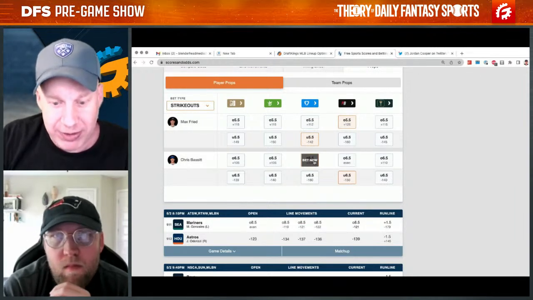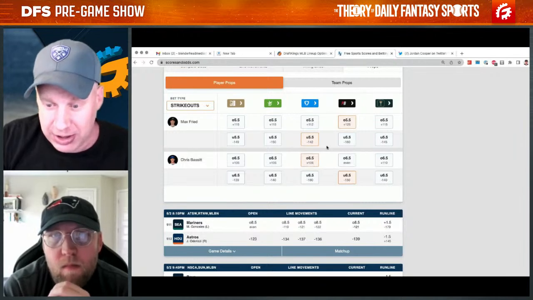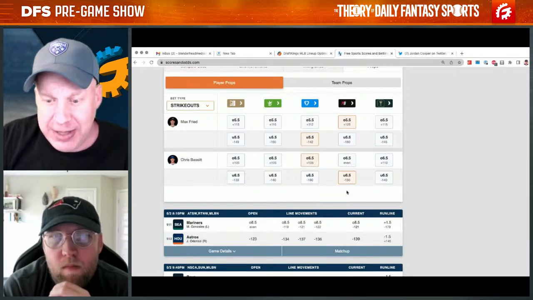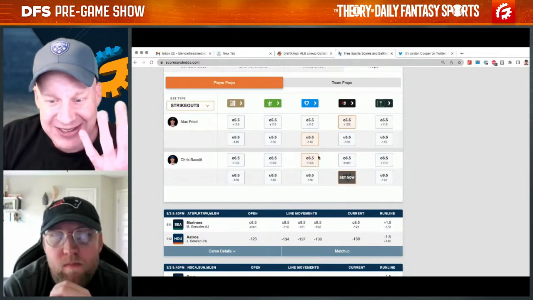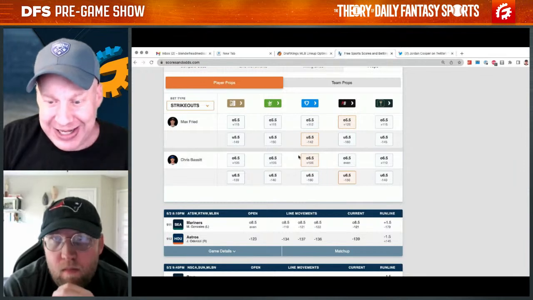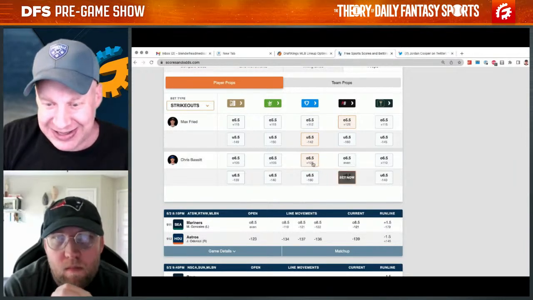If you're going to bet the under, you're going to bet PointsBet minus 130. It's the same amount of strikeouts. So what's the spread between plus 126 and minus 130? 4 cents. So if you're going to bet on anything, bet on these, right?